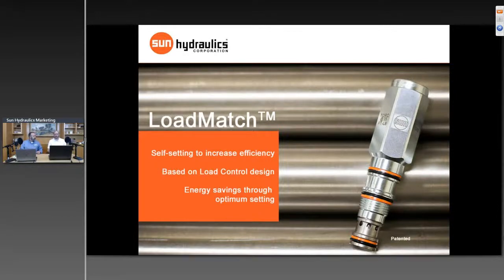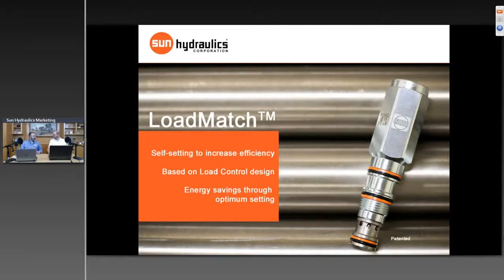However, in addition to that, we've created a new driver that controls the setting that self-sets to increase the efficiency of the valve. Anytime we talk about a counterbalance valve, the amount of pressure required to open it is determined by an equation: the setting minus the load pressure, divided by the pilot ratio. Assuming that your setting and load pressure are usually going to be fixed on a particular machine, the biggest variable becomes the load pressure. The higher the load pressure, the more efficient the counterbalance valve becomes.